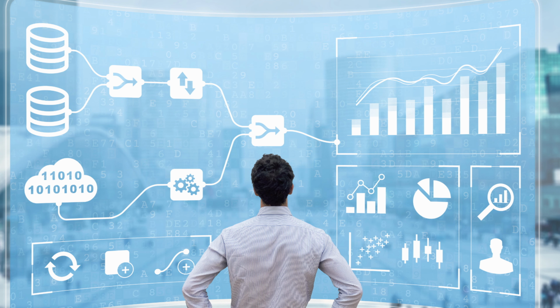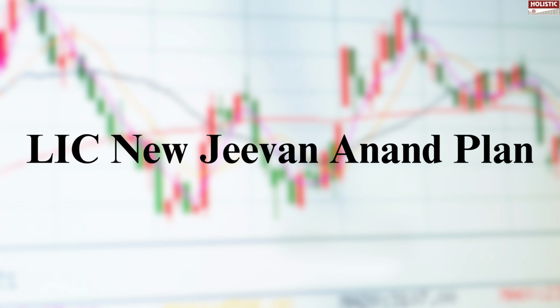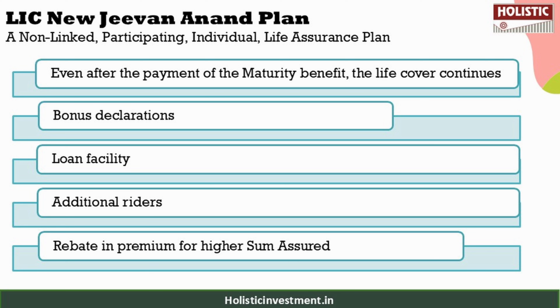Now, before analyzing this policy, let us first understand what it is about. This is a non-linked participating individual life insurance plan. Some of the key features are: even after the payment of the maturity benefit at the end of the policy term, the life cover continues throughout the life of the policyholder. The bonus declarations will enhance the maturity benefit and death benefit, and the policy has a loan facility to take care of liquidity needs. There are additional riders which will enhance the life cover, and there is a rebate in premium for higher sum assured and for the annual and semi-annual premium paying modes.